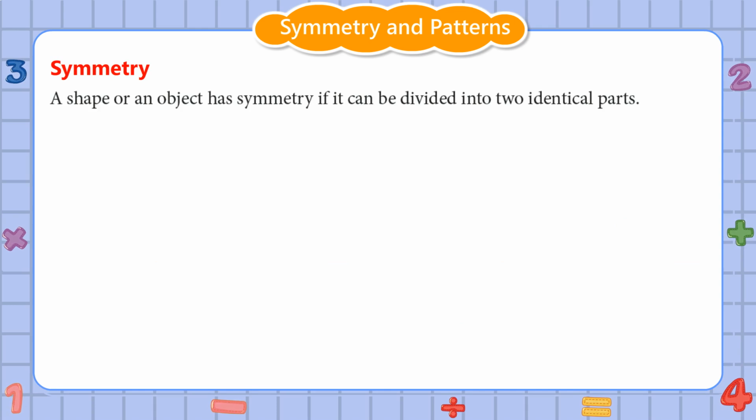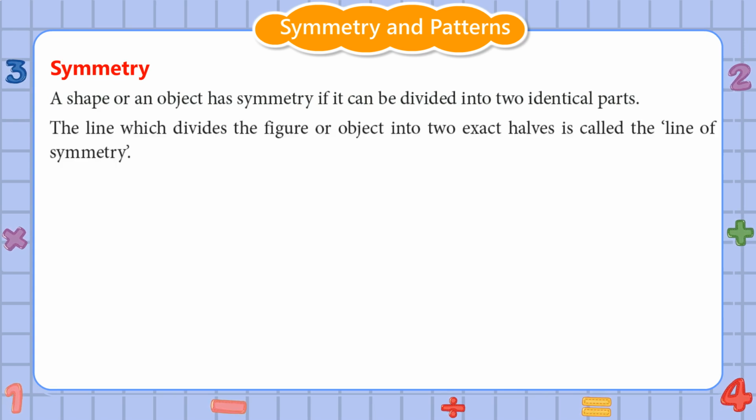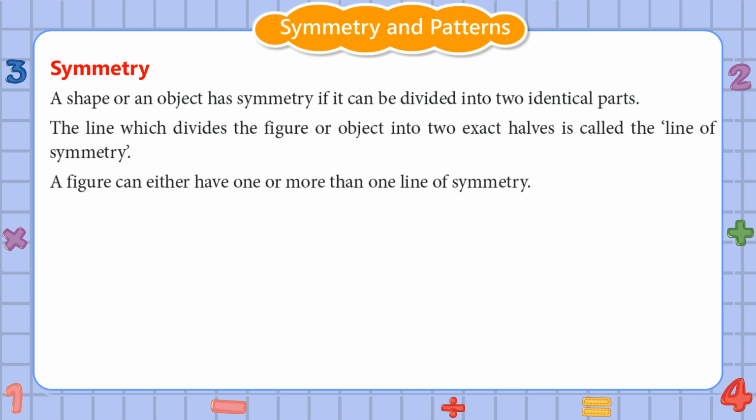Symmetry. A shape or an object has symmetry if it can be divided into two identical parts. The line which divides the figure or object into two exact halves is called the line of symmetry. A figure can either have one or more than one line of symmetry.